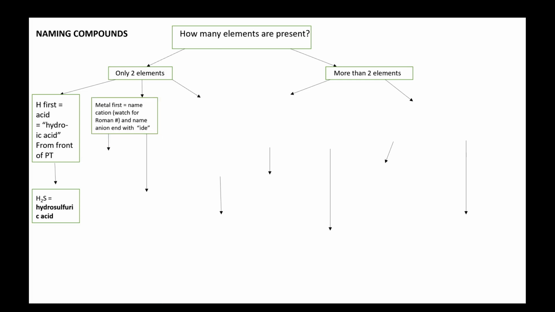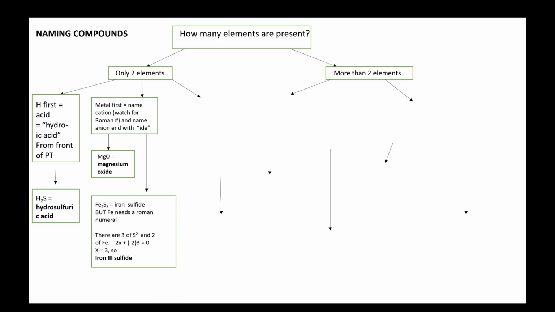If it's a metal first, what you do is you name the cation and watch out for Roman numerals, and name the anion and they end with IDE. So if I see MgO, 2 capital letters, magnesium oxide, done. No Roman numeral needed for magnesium.